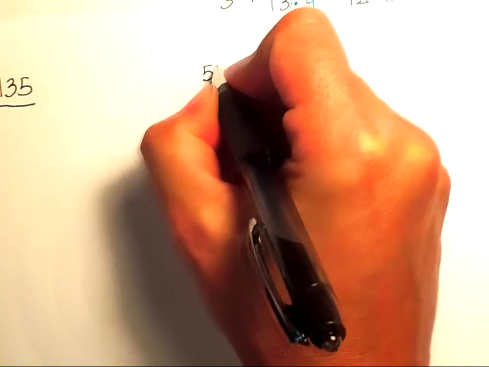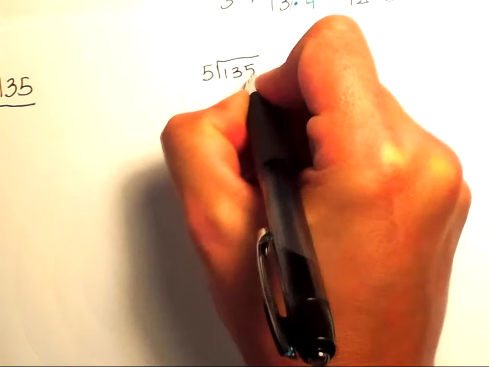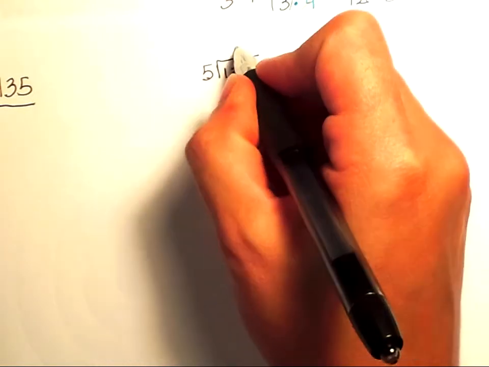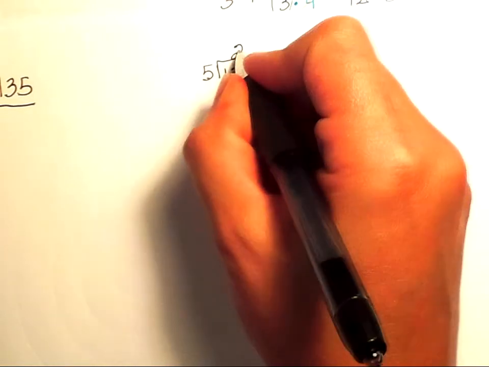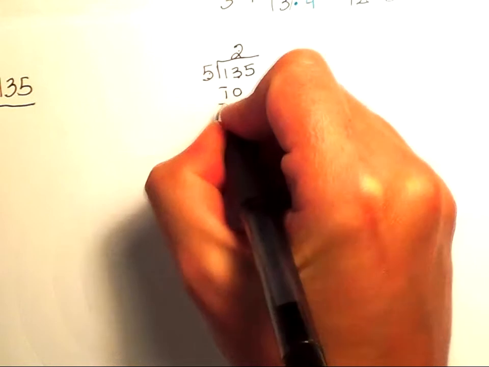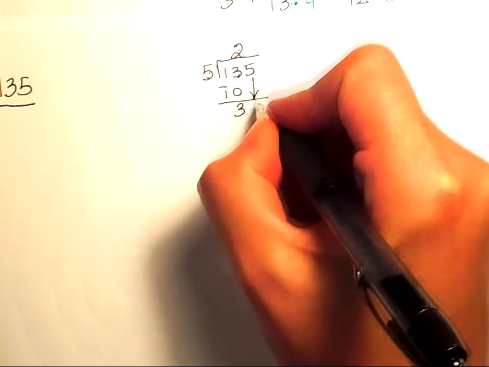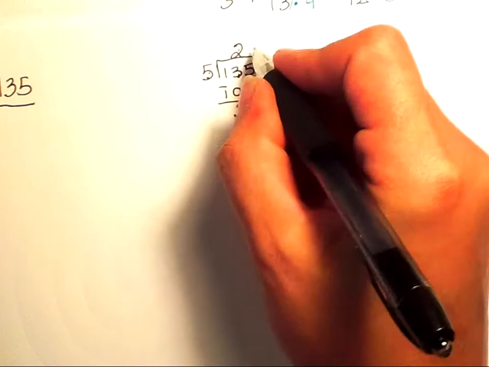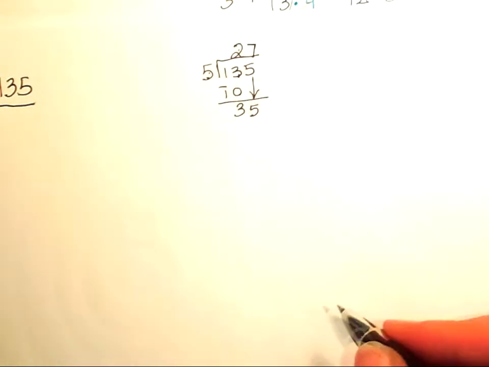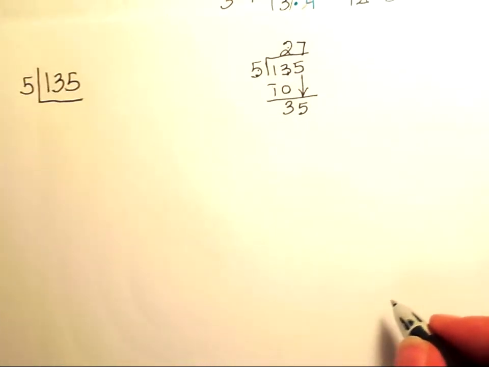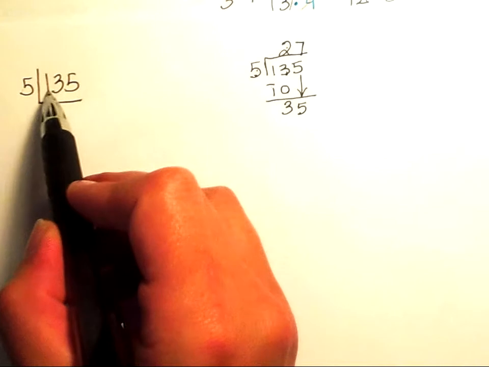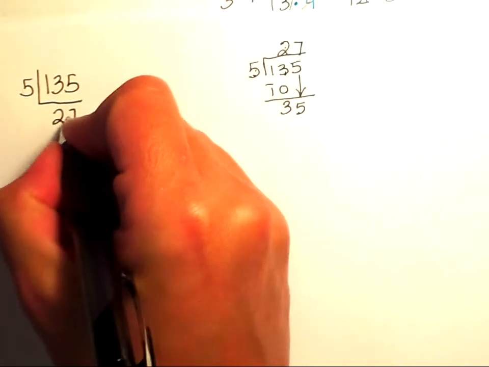So 5 goes into 135. 5 goes into 13 2 times. 2 times 5 is 10. Subtract to get 3. Bring down the 5. Then 5 goes into 35 7 times. Okay. So what that means is that 5 goes into 135 27 times.